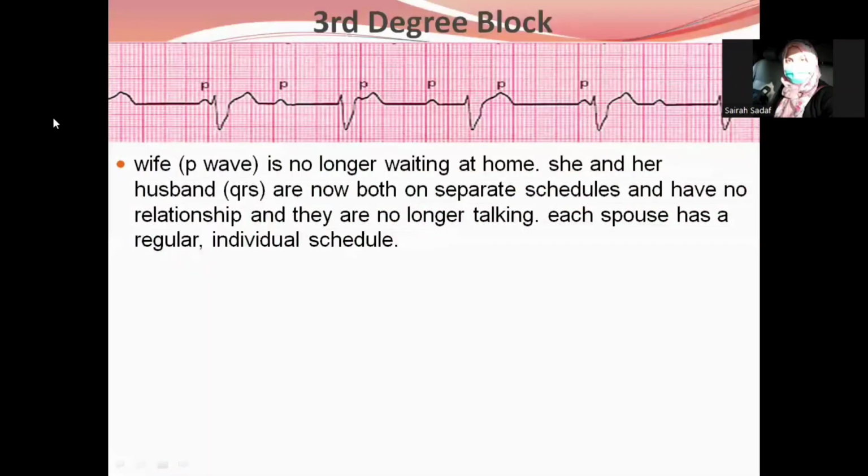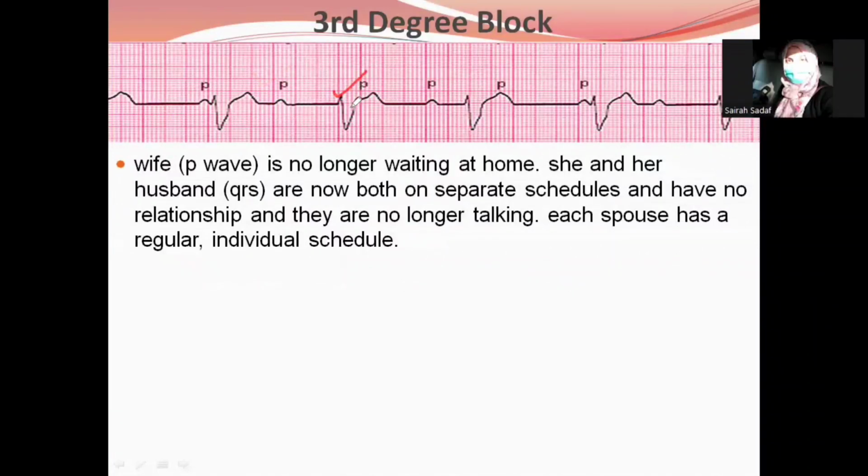In third degree AV block, things are getting much more serious and complicated because the wife is no longer interested in the husband, and the husband was already not interested in coming home. And now she's no longer waiting at home, and her husband, they are now both on separate schedules and have no relationship, and they are no longer talking. And each one has a regular individual schedule. Now, the P wave is coming on her own schedule. The wife, the QRS complex, is coming on its own schedule.